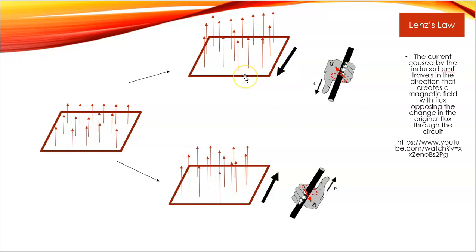Now, as I said earlier, Lenz's law is about this. The current caused by the induced EMF travels in the direction that creates a magnetic field with flux opposing the change in the original flux through the circuit. Now, you will pause this video right now and understand the meaning of this statement by Lenz's law by going to the link that I attached in this video. Please focus on what is said by Lenz's law.